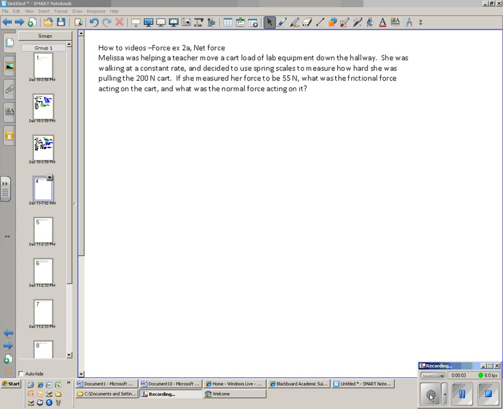This is How-To Videos, Force Example 2A, net force. So we have someone pulling on a lab cart. Let's point out the important information here. She's going at a constant rate.